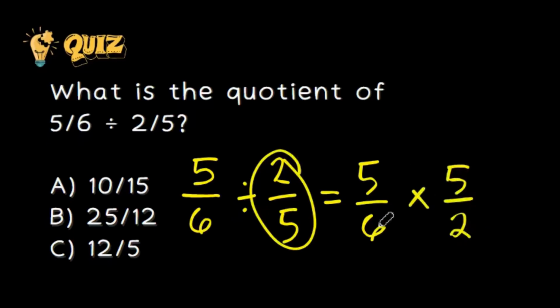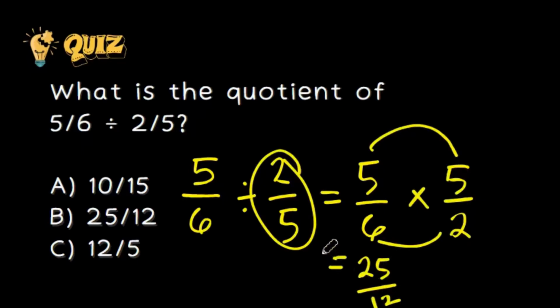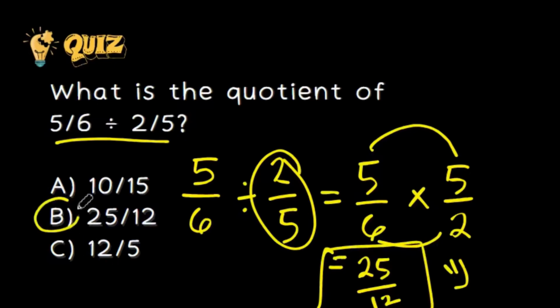Then step 2, we will just multiply the two fractions. We simply multiply the numerators together and the denominators together. So we have 25 over 12. And step 3, simplify if possible. So the fraction 25 over 12 is already in its simplest form. So the quotient of 5 over 6 and 2 over 5 is 25 over 12. The correct answer is B, 25 over 12.